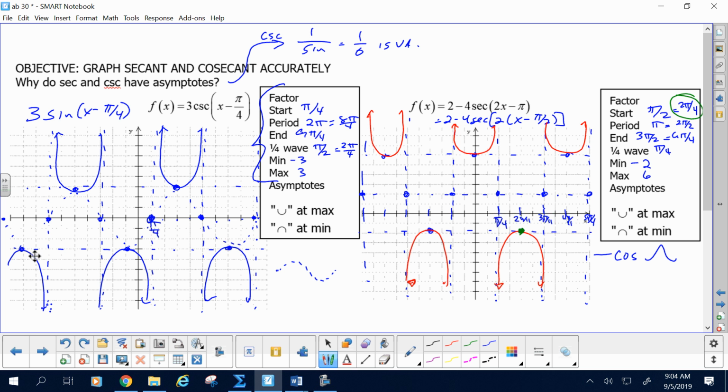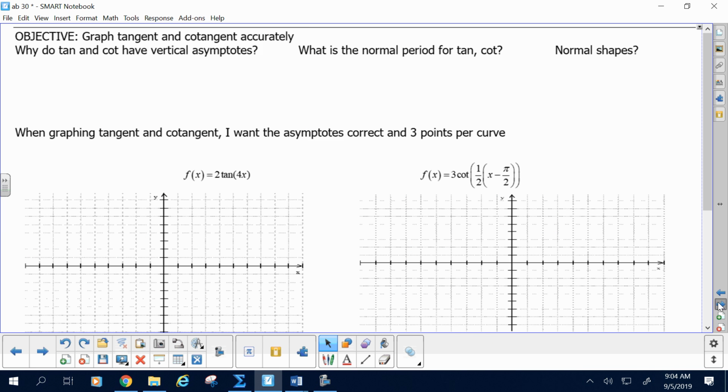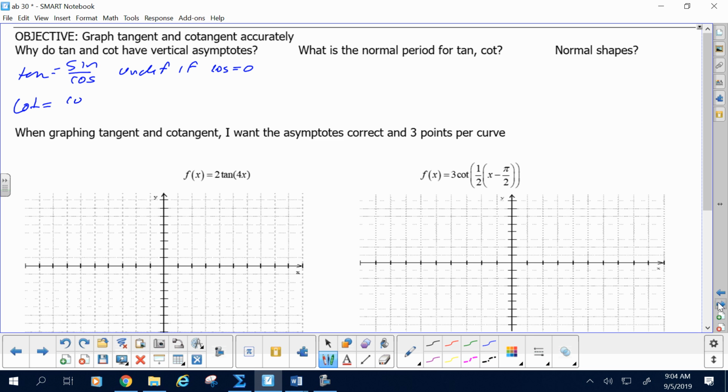Okay? Okay, last but not least, let's talk tangent and cotangent. At the very least, we'll get through the examples, maybe not the practice. Why do tangent and cotangent have vertical asymptotes also? Tangent is sine over cosine, and this would be undefined if cosine is 0. Likewise, cotangent is cosine over sine, it would be undefined if sine is 0. And as you get really, really close to 0, you get small in the denominator, that gets big. That's why it goes so infinitely hard.